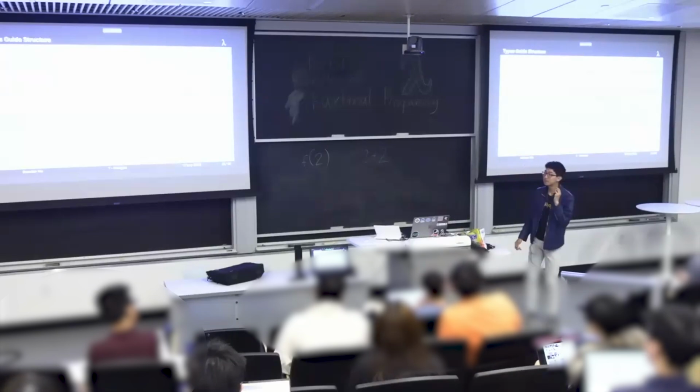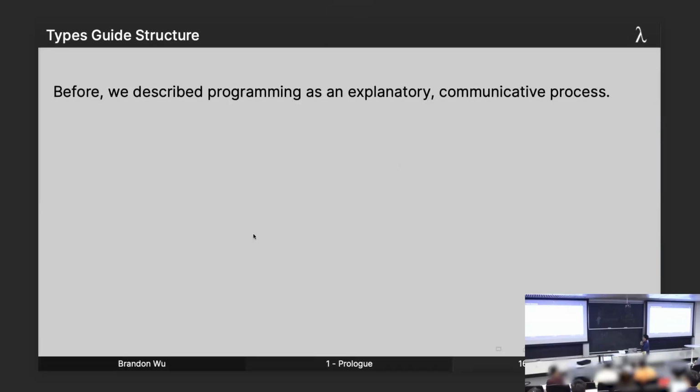All right. Types guide structure. You're familiar with types a little bit. I said that programming is an explanatory, communicative process. The process of programming is communication between myself, future me, other people working on the same project, and the computer. Types are the language by which we do this.